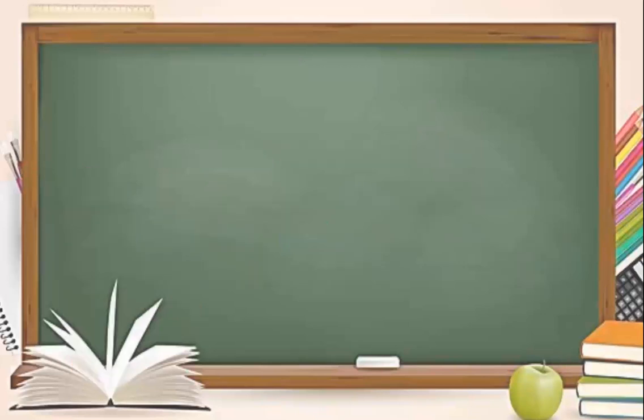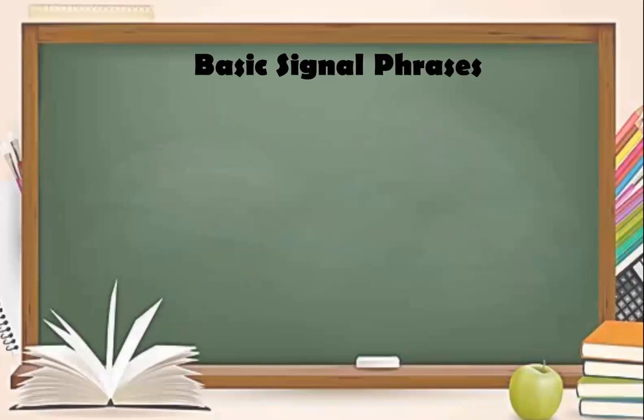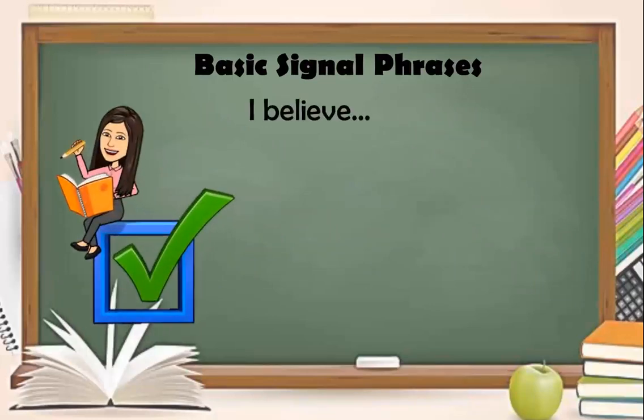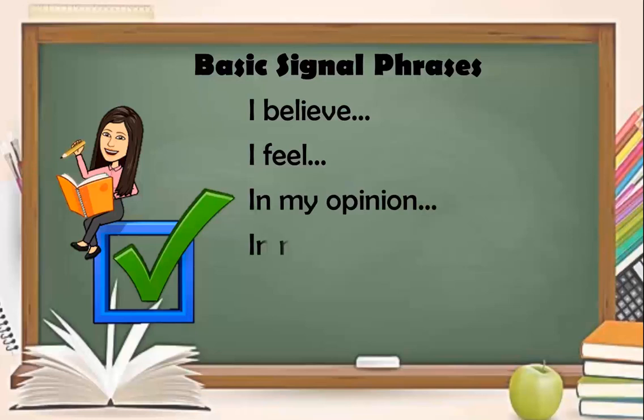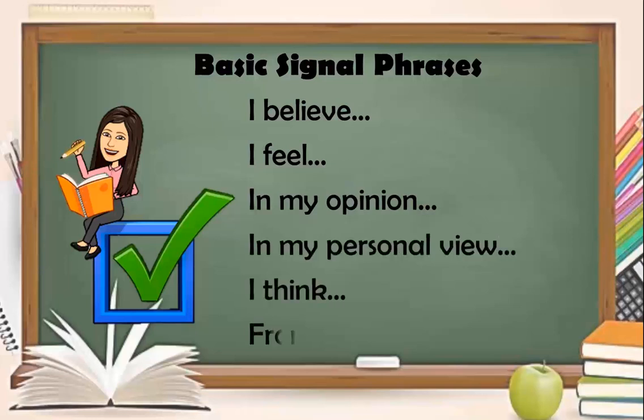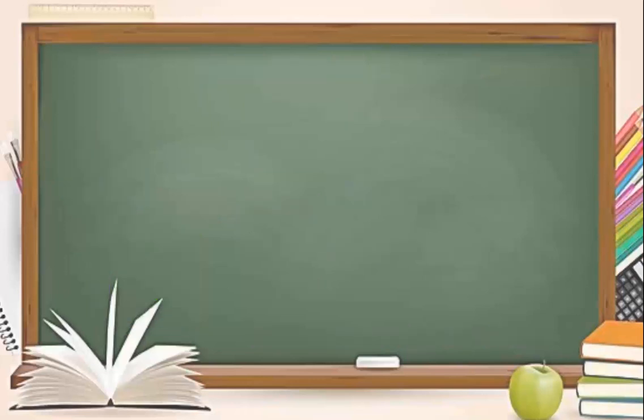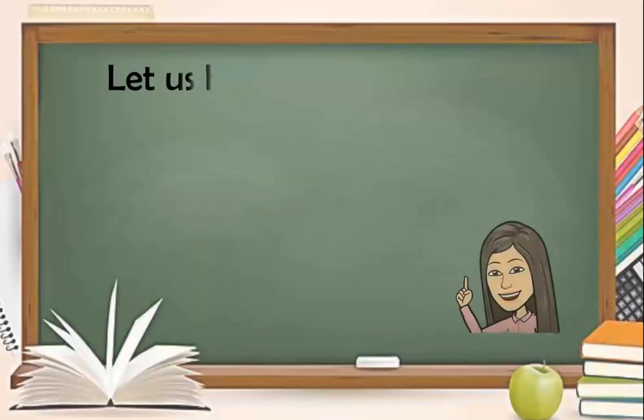Now, here are some basic signal phrases in expressing beliefs or convictions. I believe, in my opinion, I think, I feel, in my personal view, from my point of view. These are signal phrases that express beliefs or convictions. Their intentions and purposes would highly rely on the additional specific information as your source.